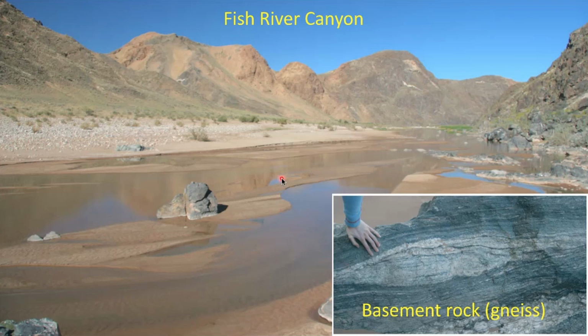Fish River Canyon is also beautiful, and you can hike it, and you can also go to Ai-Ais and access it from there at the campsite. Beautiful scenery in the canyon with the river often not flowing, and rocks, lots and lots of rocks. And the basement rock, here's an example of the very metamorphosed gneissic rock, this banded, recrystallized rock that forms the basement.